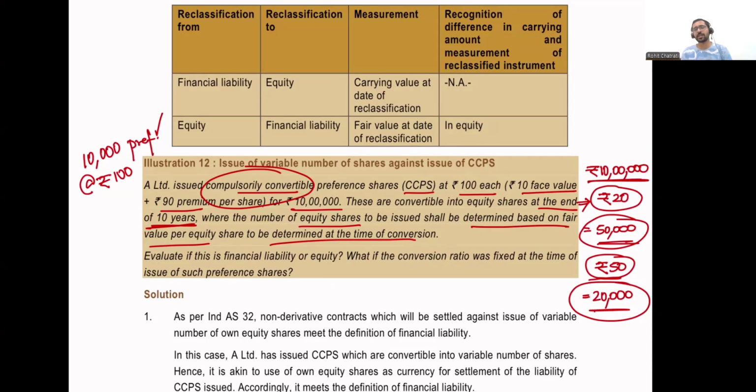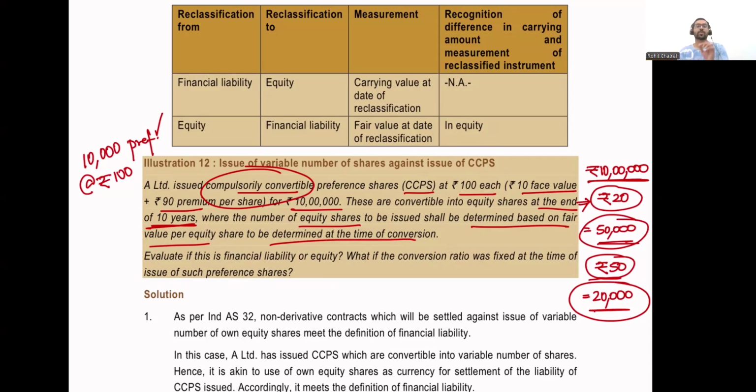Why am I saying variable? Because the number of equity shares to be delivered can vary based on the fair value of the equity shares. If the equity share has a fair value of 20, the number of shares to be delivered will be 50,000. If it is 40, it will be 25,000. If it's 50, it's going to be 20,000. So the number of shares to be delivered will keep varying. So A Limited has an obligation to deliver a variable number of equity shares.